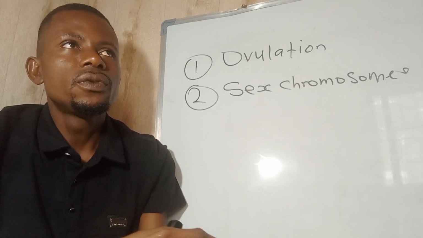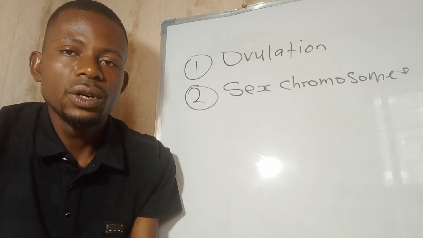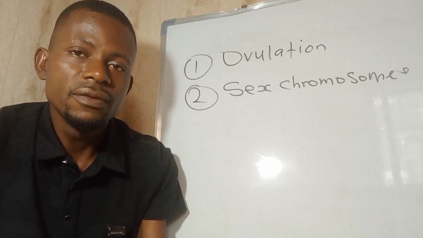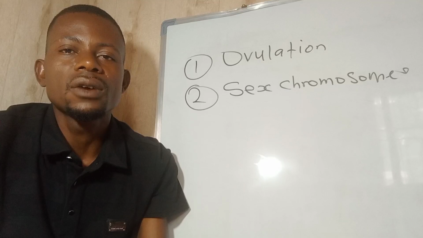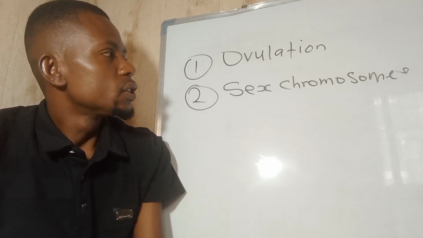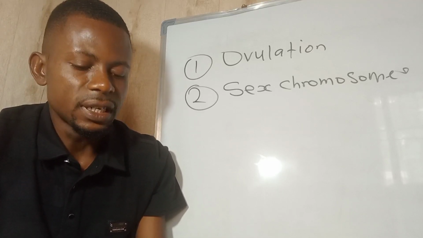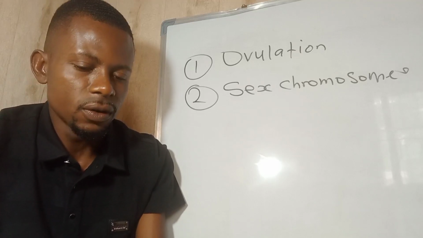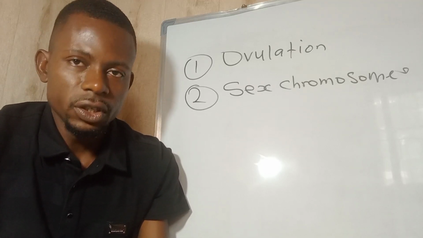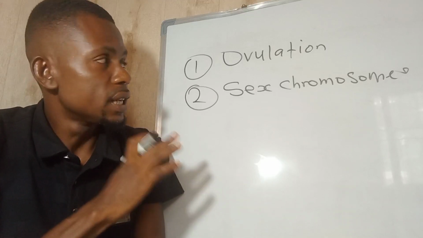So you need to know the very day you will ovulate if you want to choose the gender of your child. Now, if you don't know how to calculate your ovulation day, I am going to make a video on how to calculate your ovulation. But before that, you can search for videos on YouTube on that topic. There are tons of videos on how you can know your ovulation day.